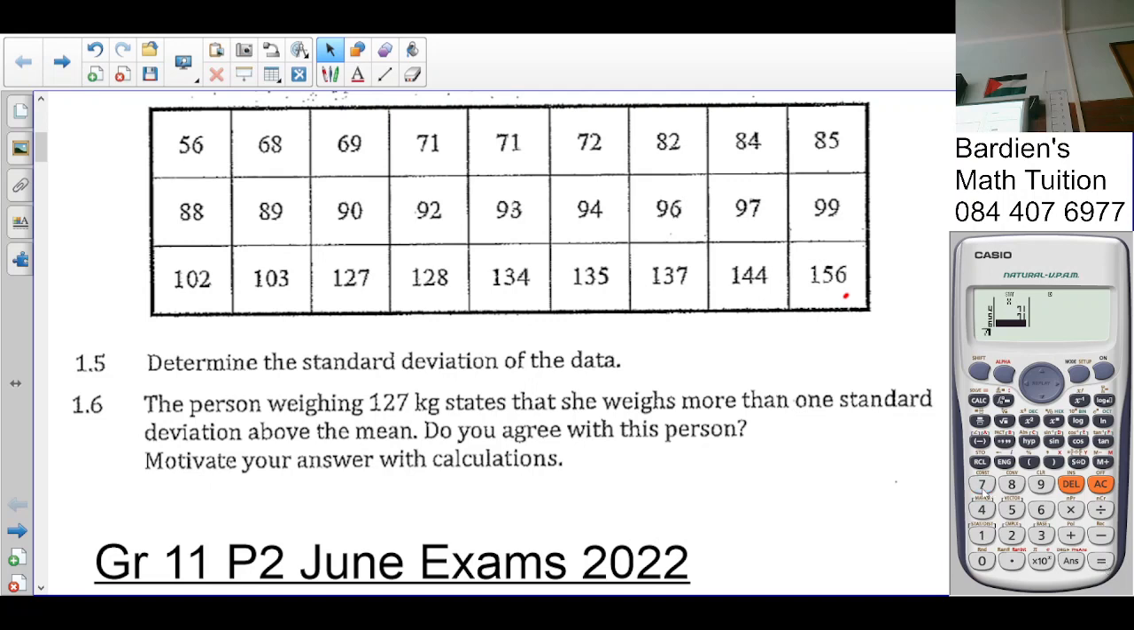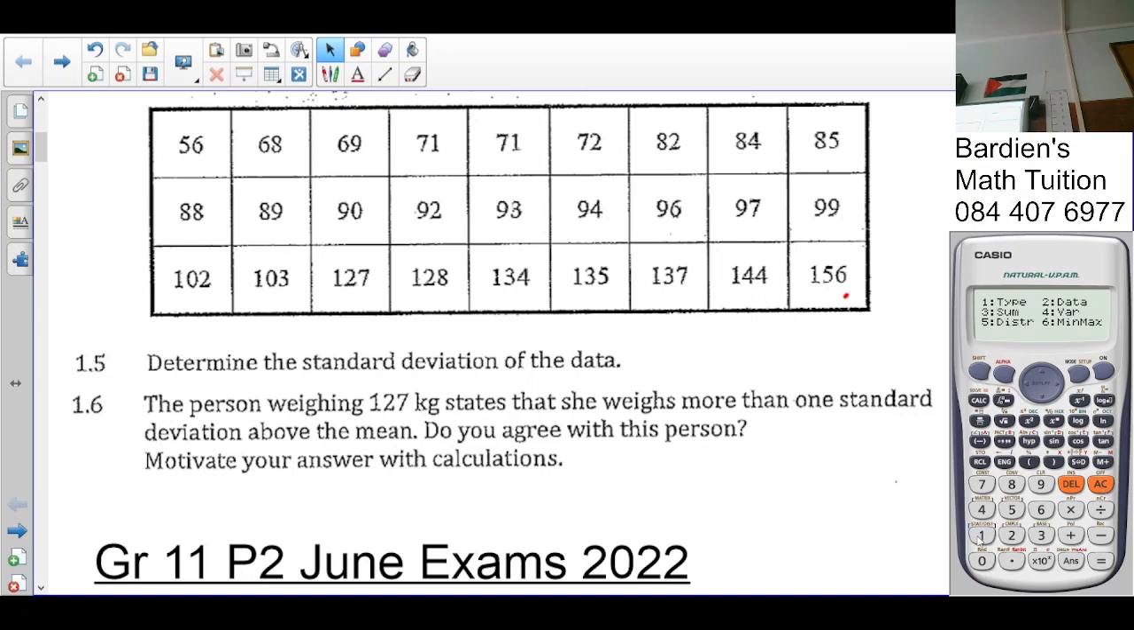71, 72, 82, 84, 85, 88, 89, 90, 92, 93, 94, 96, 97, 99, 102, 103, 127, 128, 134, 135, 137, 144, 156. That's it.